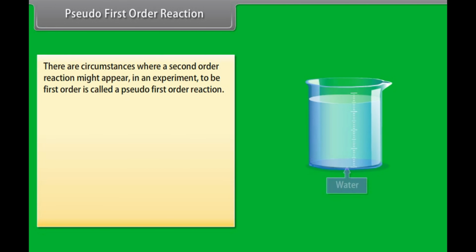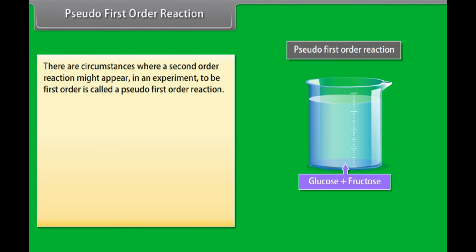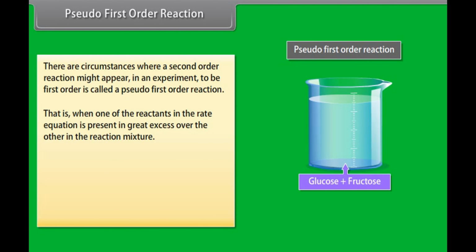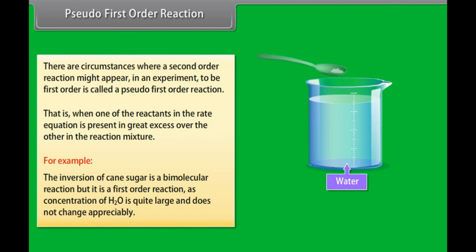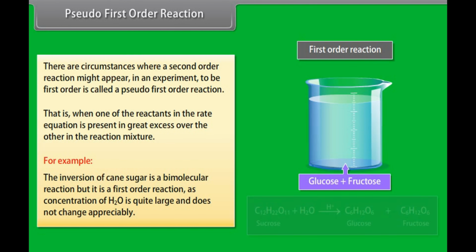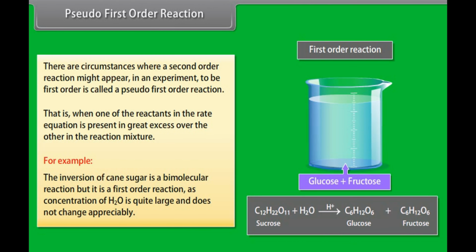Pseudo first-order reaction. There are circumstances where a second-order reaction might appear in an experiment to be first-order, which is called a pseudo-first-order reaction. That is, when one of the reactants in the rate equation is present in great excess over the other in the reaction mixture. For example, the inversion of cane sugar is a bimolecular reaction, but it is a first-order reaction as concentration of H2O is quite large and does not change appreciably.